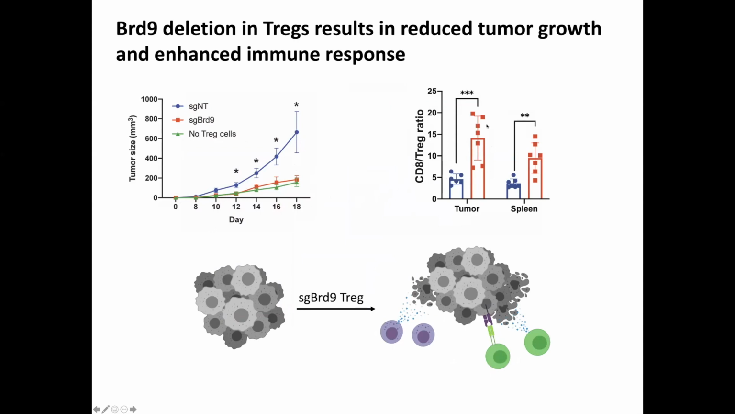And here we find an increased infiltration of CD8 T cells, and these T cells are secreting more interferon gamma, more perforin, and more granzyme. So effectively, by depleting BRD9 in the Treg compartment, we've converted this cold microenvironment into one that is now immunogenic and immunostimulatory.